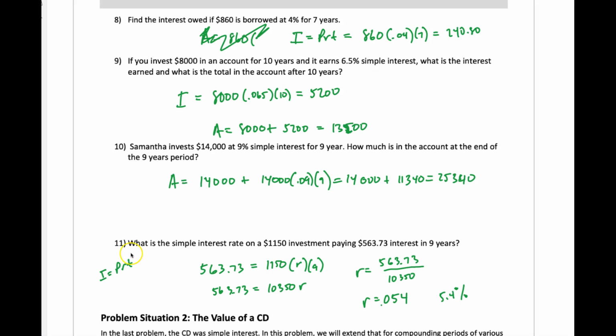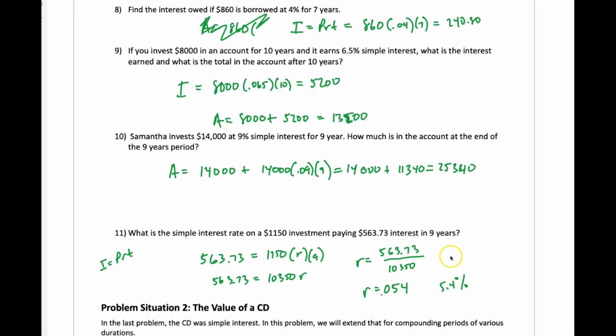This last question is, I think, the hardest one, where you have to calculate the rate. Notice an equation set up. You're given certain values: how much your investment was, and what your interest was, not future value. That's your I. And you can see you end up having to solve an equation and get the rate. That would have been the hardest question. That's it for simple interest.